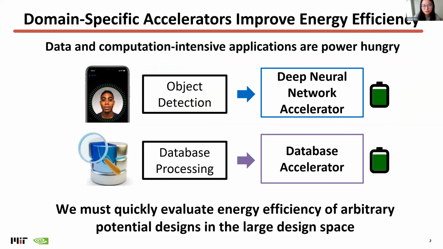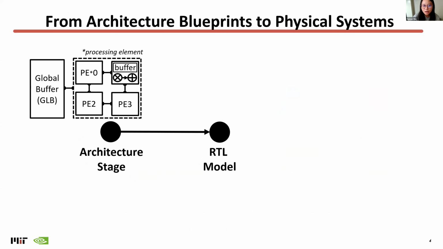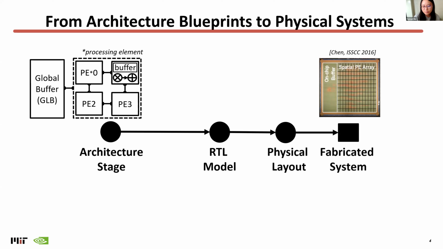It's not only limited to deep neural network accelerators, it can also be used for other types of accelerators. But in this exercise, we are going to mainly focus on how to use Accelergy for deep neural network accelerators together with Timeloop. Let's have a quick understanding of how we develop the accelerator architecture. First, we have an architectural blueprint at the architecture stage, where we specify the high-level components in the architecture. With the defined blueprint, we can then go to the RTL model, which describes the complete hardware attributes of the architecture, which can then be laid out into a physical layout and fabricated into a physical system.